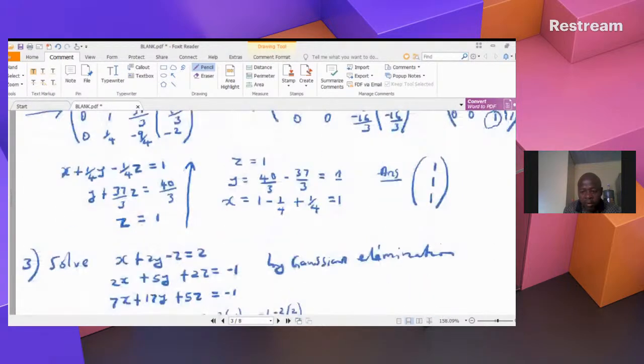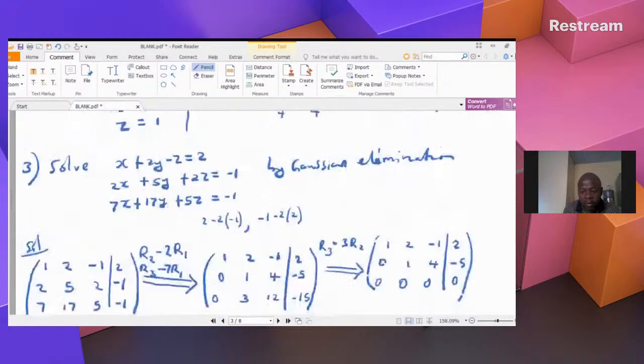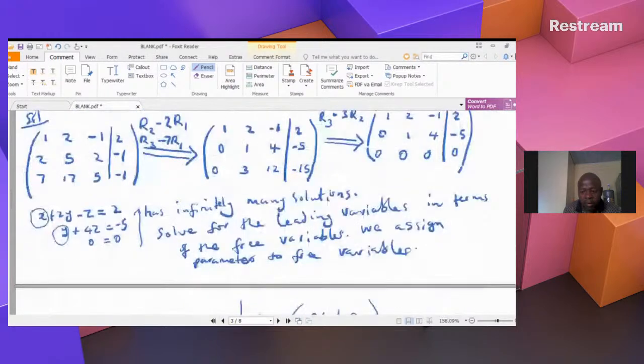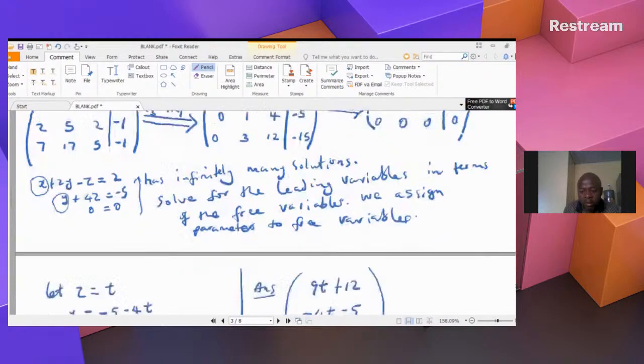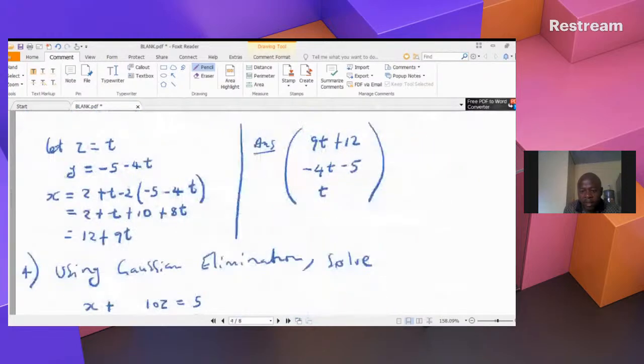Now look at the other example that we did. I want you to look at these examples. We had all the elements in the last row 0. They were all 0. And we say that if this happens, then this system has infinitely many solutions. That's what we wrote here. That is another scenario: a scenario where the system has a unique solution, and a scenario where the system has infinitely many solutions. And this is how we wrote our solution.